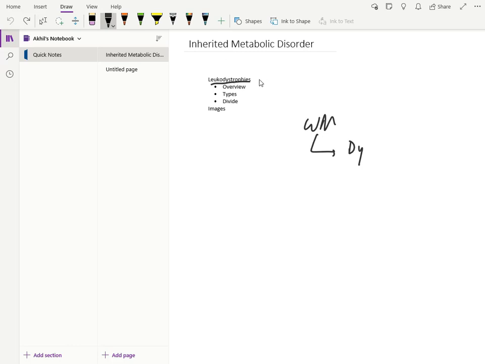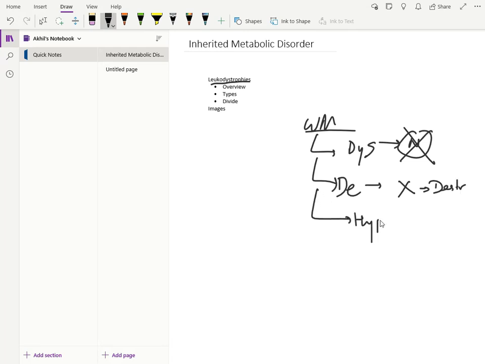Now, leukodystrophies are basically disorders which are affecting the white matter. There are three things which can happen to the white matter. You can have dysmyelination. Dysmyelination is that normal white matter never forms. Then secondly, you have demyelination. Demyelination is when the normal white matter is destroyed. And then there is hypomyelination. Hypomyelination means that the fibers never truly myelinate. There is decreased myelination. So you have dysmyelination, demyelination, and hypomyelination, which occur in these disorders.